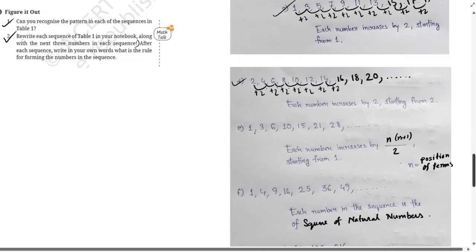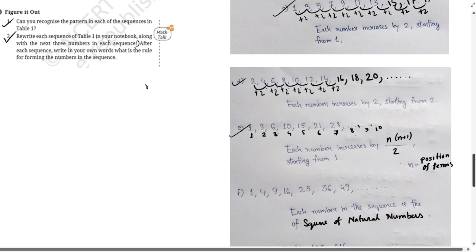Okay, next, 1, 3, 6, 10, 15, 21, 28. What are these? These are triangular numbers, so we will use this formula. So here the positions are 1, 2, 3, 4, 5, 6, 7. So for the next 3 numbers, the positions will be 8, 9 and 10. So we have to put in the values for 8, 9, 10.